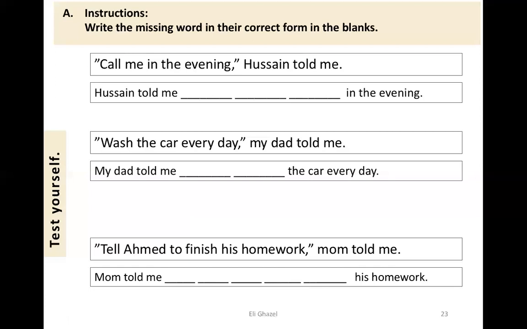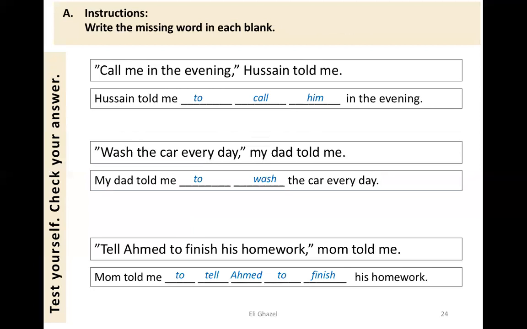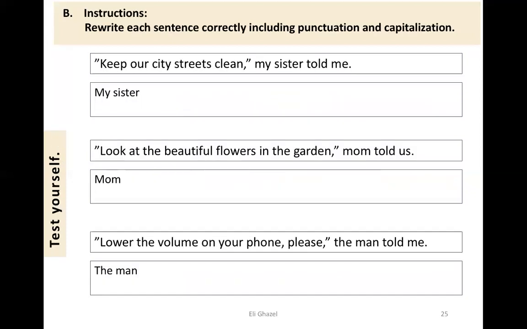Now, here, what we can do is the students can do this. We can ask them to tell each other their answers and show each other their answers, and then we can give them feedback like this. If everybody's doing well and there are no problems here or insignificant problems, then we can move to a higher level. And this is the higher level where they have to rewrite each sentence correctly. And notice we said, including punctuation and capitalization. Keep our city streets clean, my sister told me.